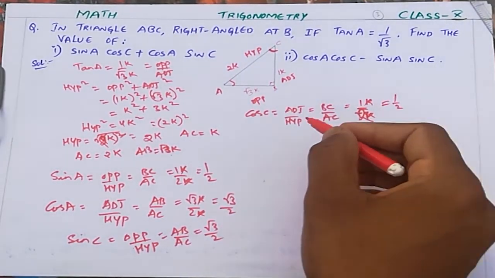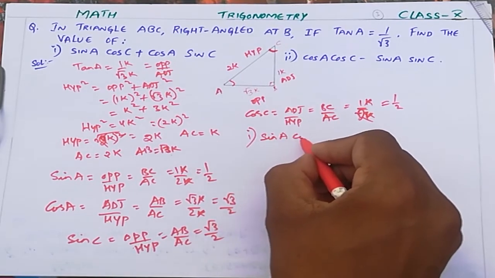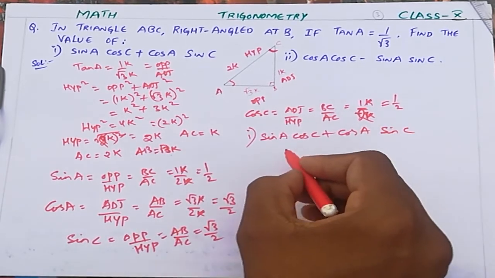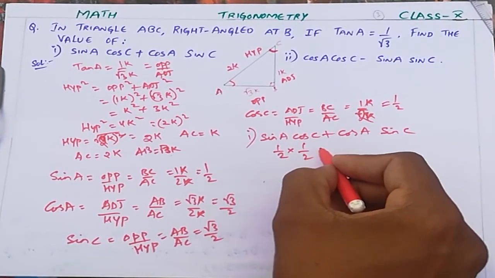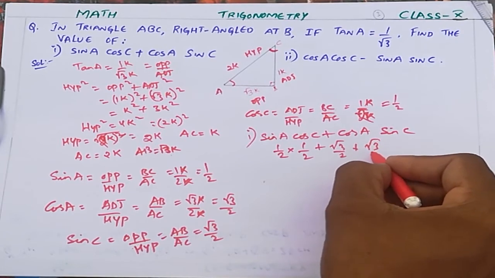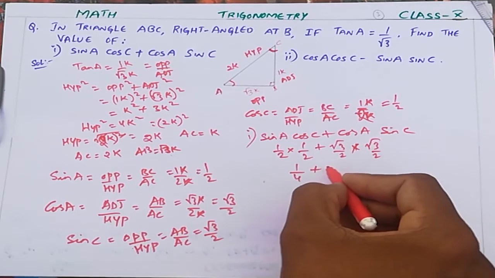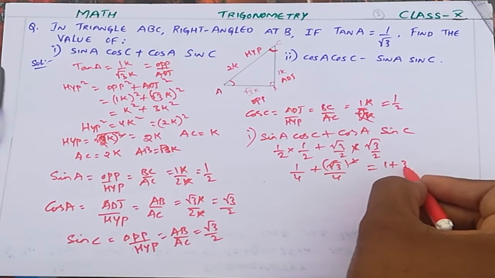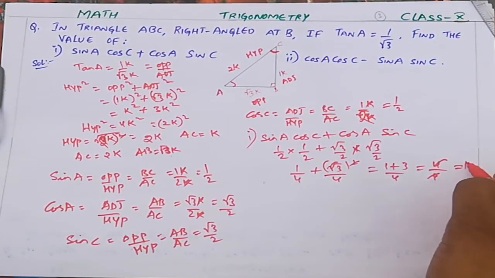So now we got the values and we will substitute in the first question. Sin A cos C plus cos A sin C. Sin A we have as 1 by 2 into cos C is 1 by 2 again, plus cos A is root 3 by 2 into sin C again is root 3 by 2. So 1 into 1 is 1, by 2 into 2 is 4, plus root 3 into root 3 is root 3 square, by 2 into 2 is 4. Square root cancel, you get 1 plus 3 by 4. 4 by 4, you get the answer as 1. So first question answer is 1.